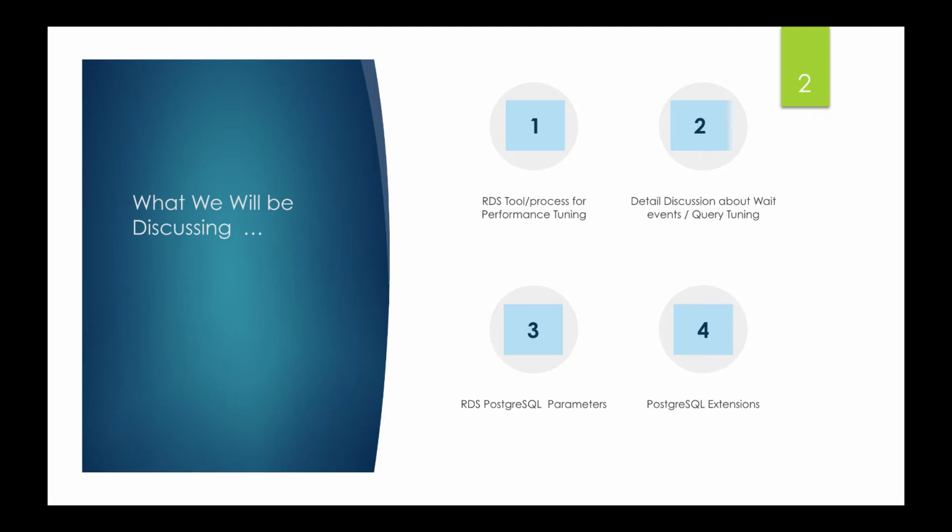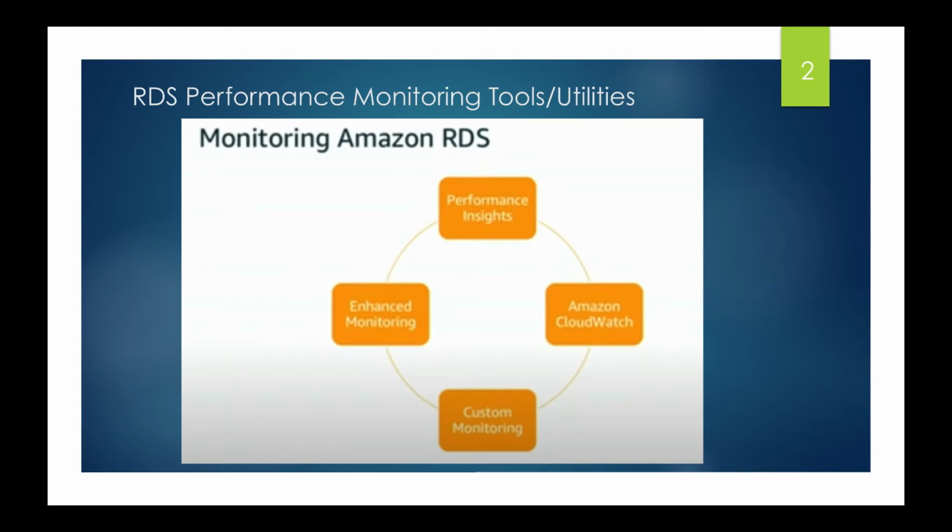Then we are also going to have a good, deeper discussion about wait events and how we can do query tuning, and then we also discuss some of the RDS PostgreSQL parameters, and at the end I am going to show you some of the important PostgreSQL extensions which are mostly required for performance tuning. Okay, so let's proceed. This is an overall view of monitoring Amazon RDS databases.